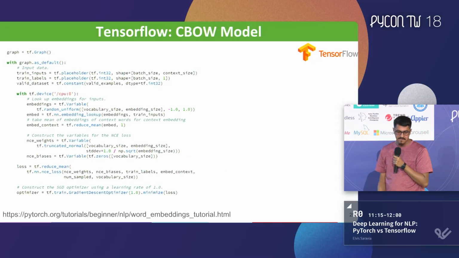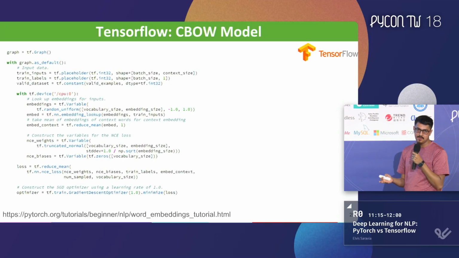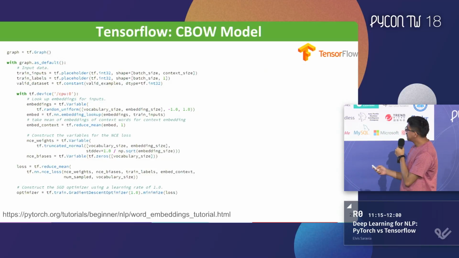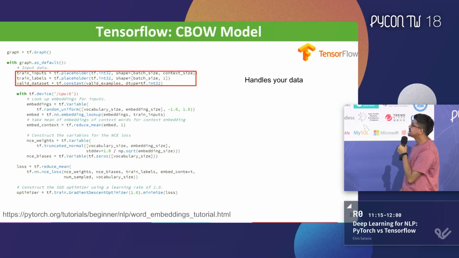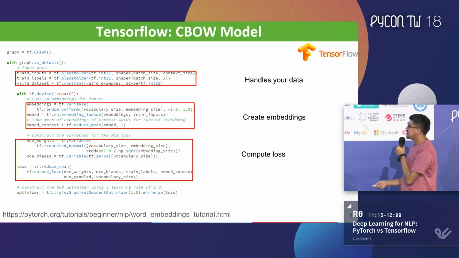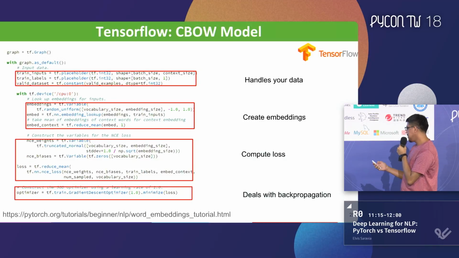So I did the training using both tools, and I wanted to know what the difference was. What's the advantage of one of the tools compared to the other? If you're familiar with TensorFlow, this is basically what the code looks like. We create a graph, and we create some placeholders where our data will be transferred into the model. That's how you handle the data. Then you create embeddings, which takes care of everything for creating the embeddings. And that's how you compute a loss. Then you do some backpropagation, and you're basically almost done. So that's TensorFlow.